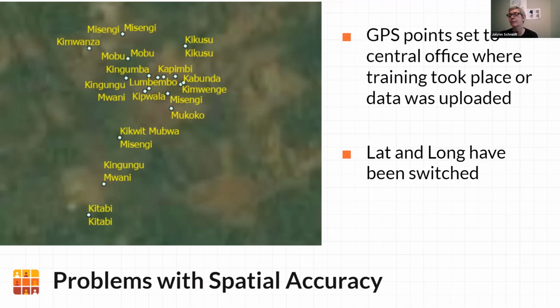And then another common problem we run into is that the lat and long might be switched. And so sometimes you can actually just catch this as the error and switch them back.